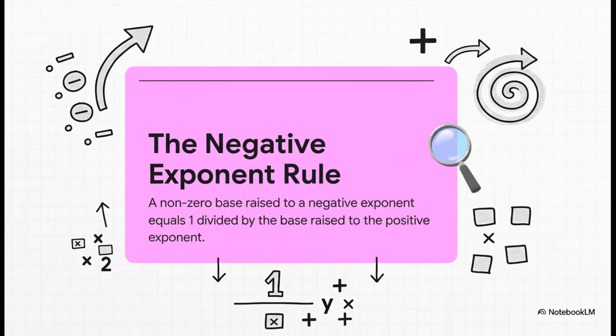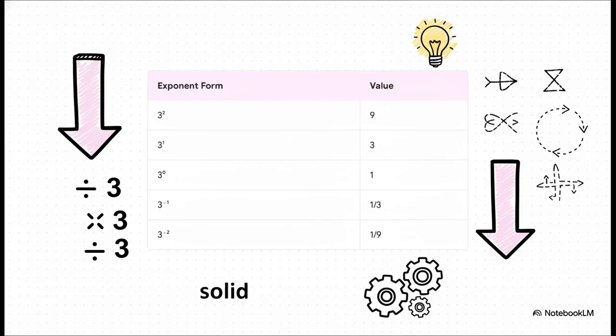And there it is, our second universal rule. This gives us a super clear, precise way to deal with any negative exponent we might run into. You just move the expression to the denominator of a fraction and make the exponent positive. That's it.